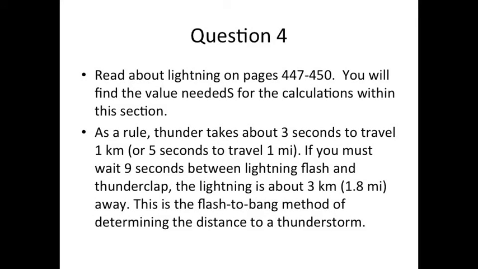For question 4, read about lightning on pages 447 through 450. You will find the value needed for the calculations within this section. As a rule, thunder takes about 3 seconds to travel 1 kilometer, or 5 seconds to travel 1 mile. If you must wait 9 seconds between lightning flash and thunderclap, the lightning is about 3 kilometers or 1.8 miles away. This is the flash to bang method of determining the distance to a thunderstorm.